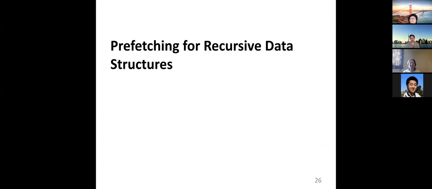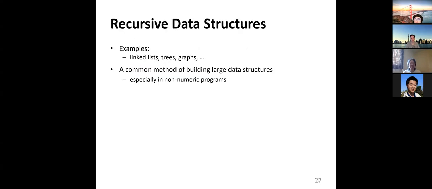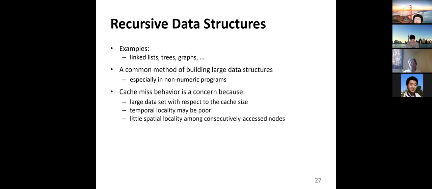They're one of the most common. We covered baseline arrays and also indirections. So the question is how we can deal with other stuff. Other stuff includes our favorite data structures: linked lists, trees, graphs. They're very popular, and there are a lot of algorithms on graphs. This is a very common method of building large data structures, especially for non-numeric programs. If you ask me why we're handling that special case, well, because it is very common, so it is important to handle it.